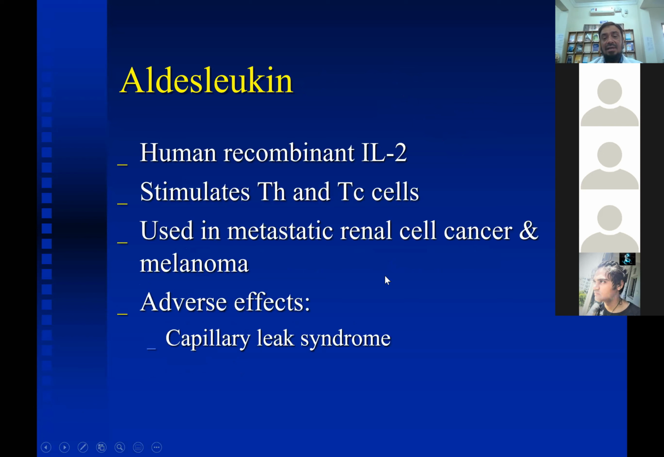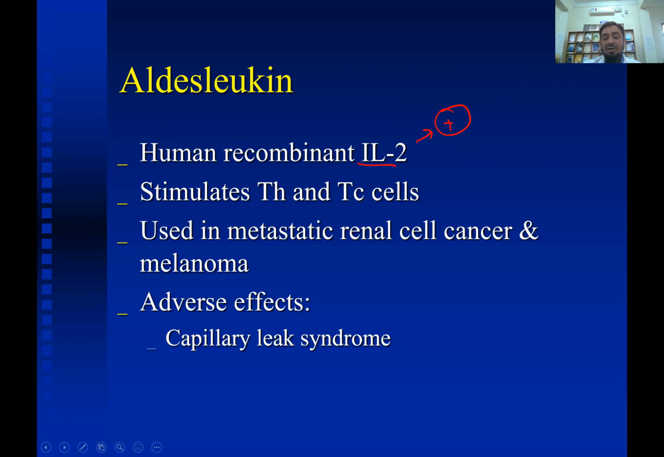Aldesleukin is nothing but interleukin 2, that is human recombinant interleukin 2, and this interleukin 2 causes the stimulation of T cells. The cytotoxic T cells, also the helper T cells, are stimulated by this interleukin 2. So that is why it acts as an immunostimulant, and it can be used in the treatment of renal cell cancer and melanoma. Adverse effect of aldesleukin, it can cause cardiovascular toxicity.